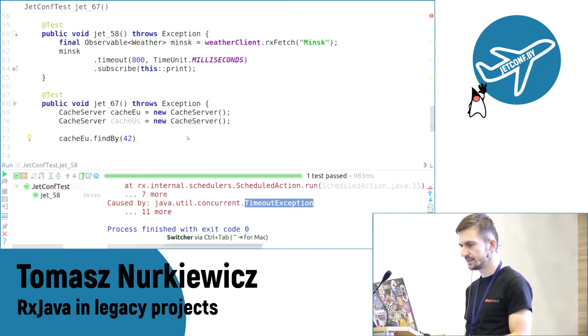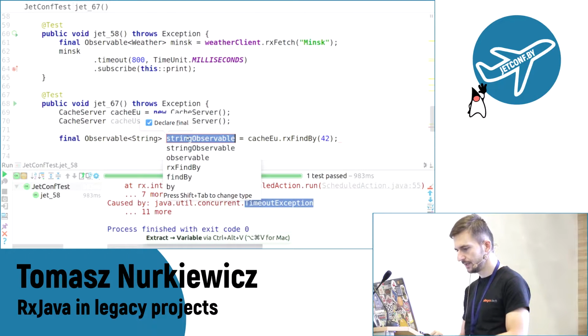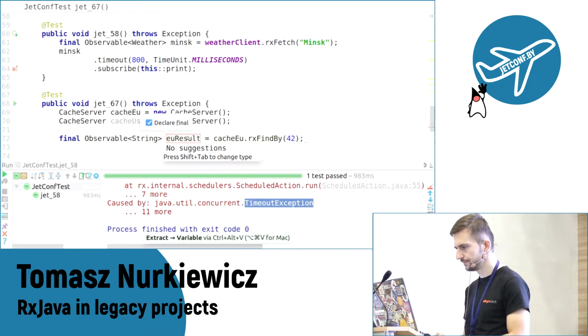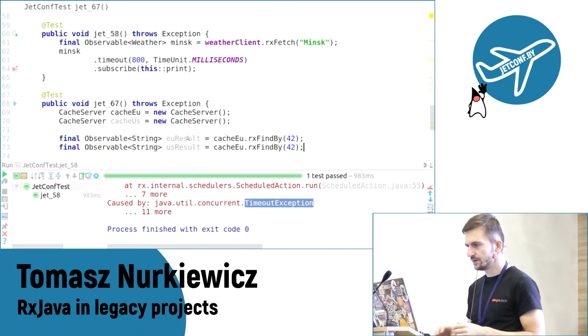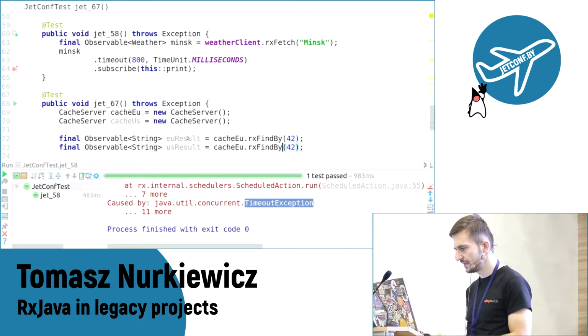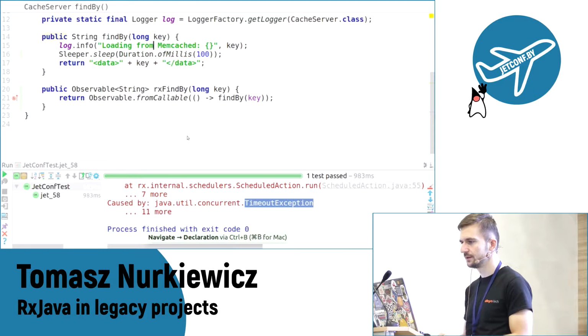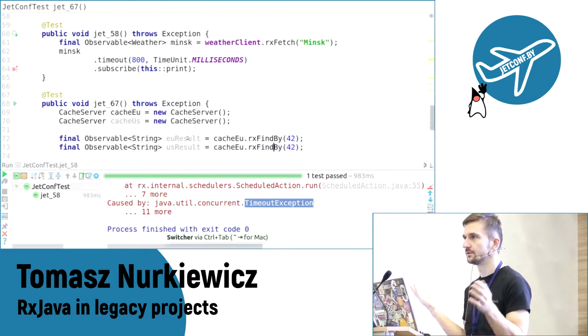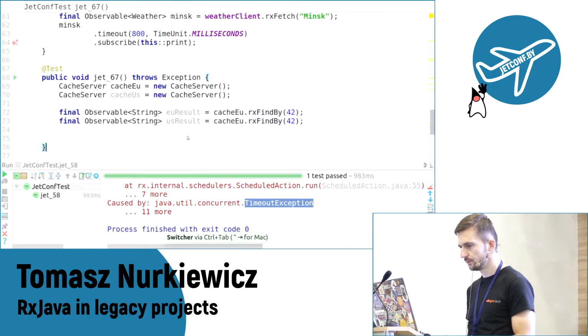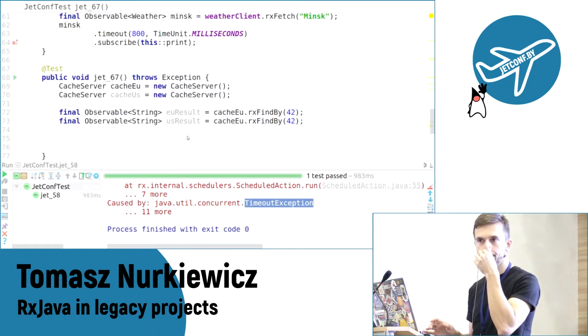Now I can say RxFindById, which returns an observable of string, and let's call it EU result. And I'm going to do the same thing with US. So now I have two observables, and there was no communication with memcached, whatever I'm pretending I'm doing. This method wasn't yet executed because it's lazy. I just have two observables, which are placeholders. And what I can do right now, you have a question, yeah?